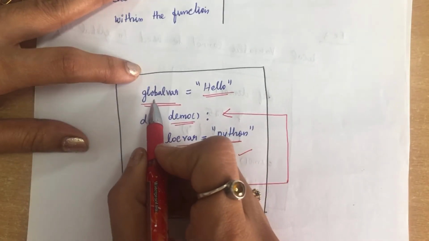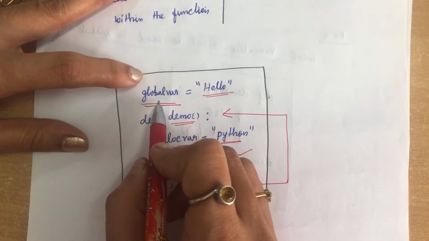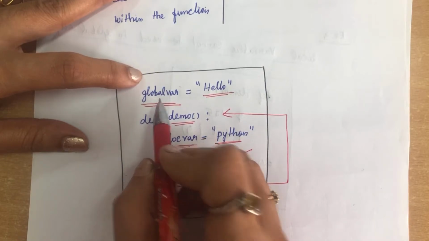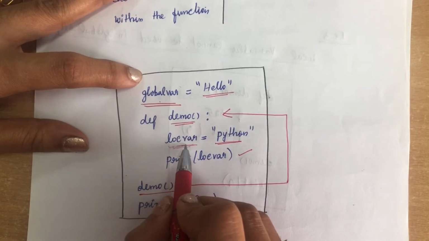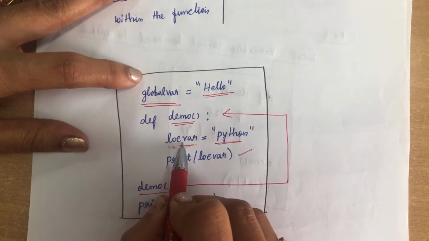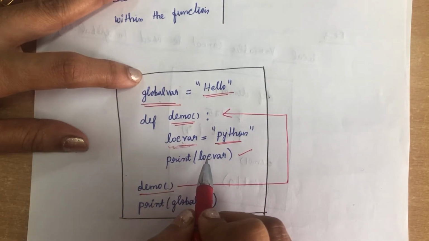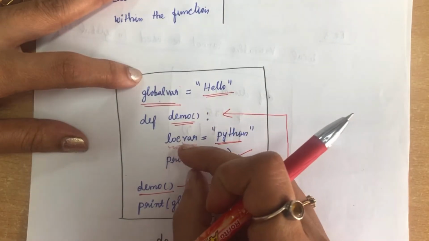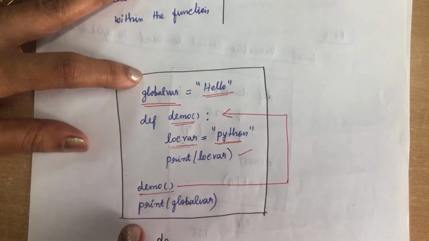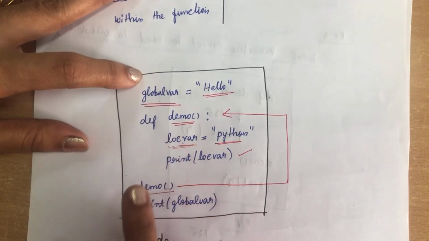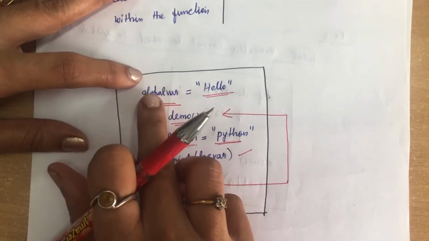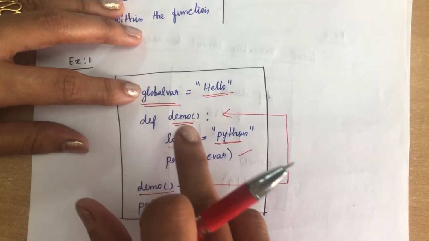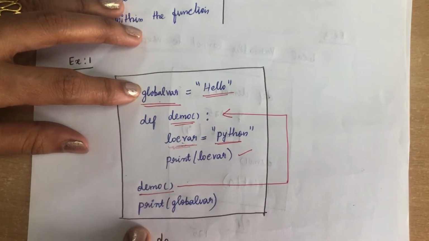So here you can see global variables are variables which are defined outside the function, and local variables are variables which are defined inside the function. This local variable will be used or accessed only within this function. You cannot access this local variable outside the function. If you try to use this local variable outside the function, it will give you an error. But this global variable can be accessed inside the function and also outside the function.